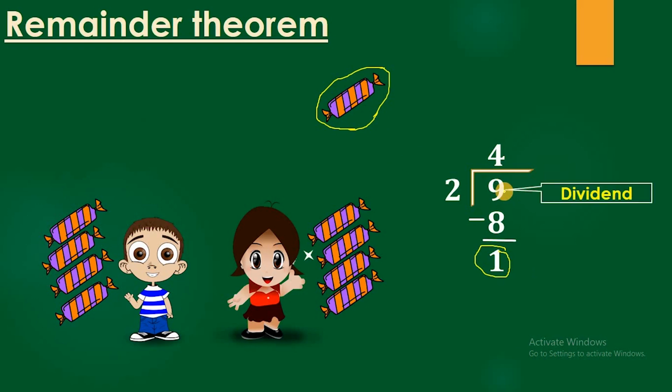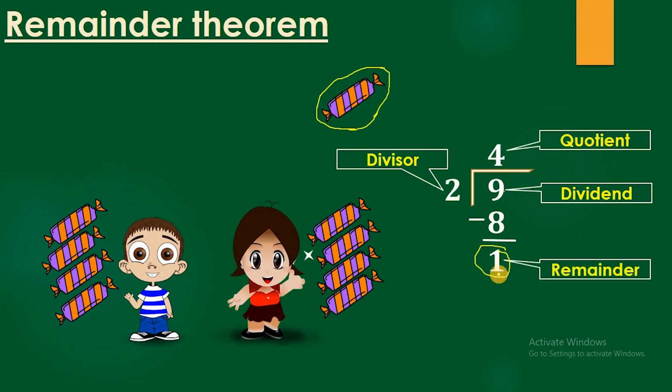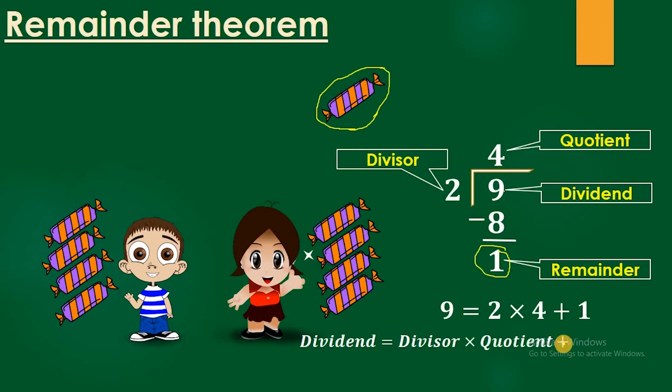So this 9 is called dividend, 2 is called divisor, 4 is called quotient, and 1 is called remainder. And this can be expressed as 9 equal to 2 times 4 plus 1. Here 9 is the dividend, equal to 2 times, that is divisor, into quotient plus 1. So 2 times 4 is 8 and 8 plus 1 is 9. So left hand side equals right hand side. Therefore we can write it as dividend is equal to divisor into quotient plus remainder. You might have seen this in your lower classes.